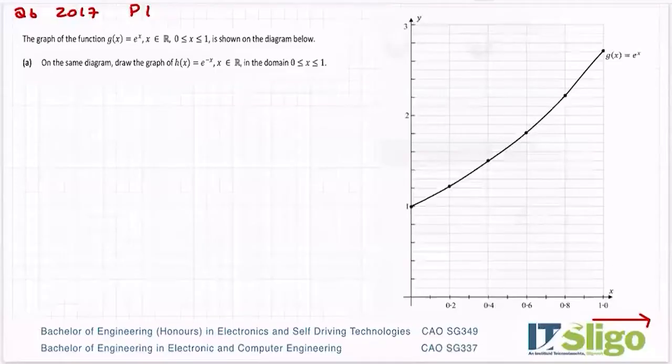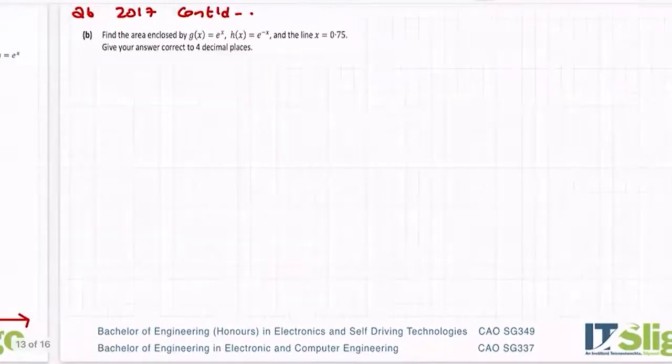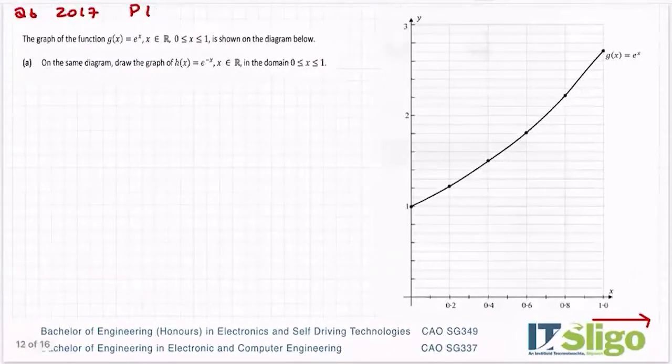Right, let's have a look at the 2017 question 6 on integration and area between the curve as well. The graph of the function g of x equal to e to the power of x is shown on the diagram below, well, to the side. On the same diagram, draw the graph of h of x equal to e to the minus x in the domain 0 to 1. Okay, so it's the same domain.